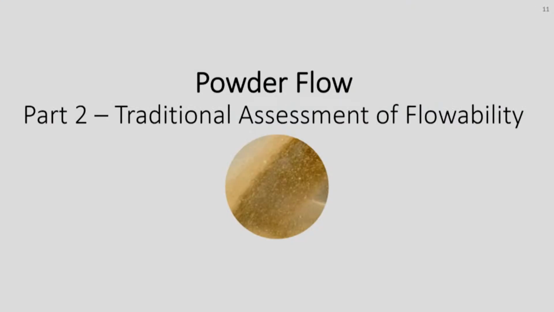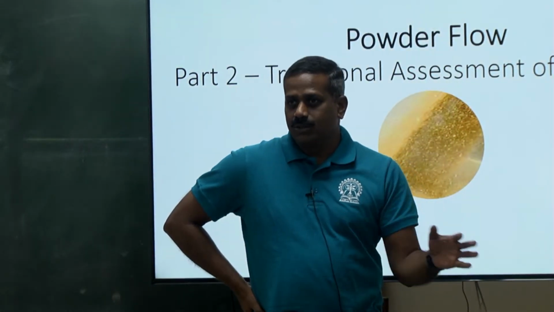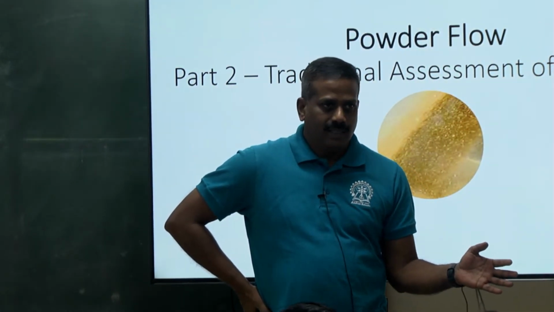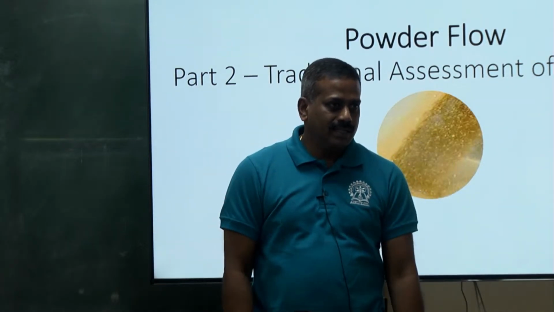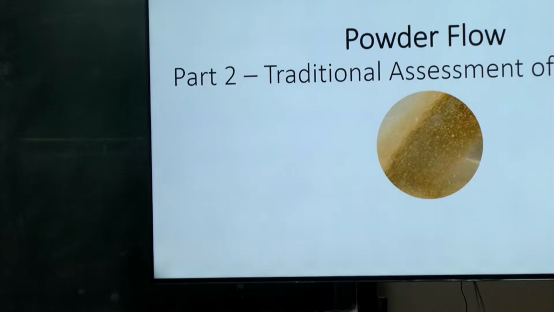I briefly mentioned that in one of the past lectures too, right? Angle of repose is a qualitative indicator of flow. It's not quantitative. You cannot use it for any design or anything, okay? So if it forms a larger angle, then their flow will be poor. If it's a smaller angle, then their flow will be better, right?